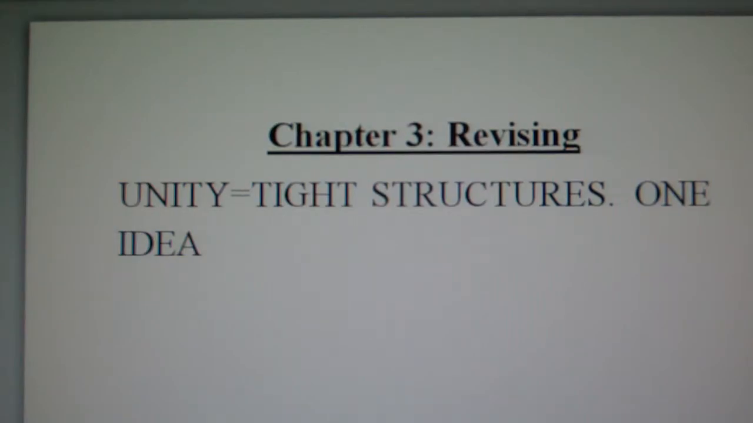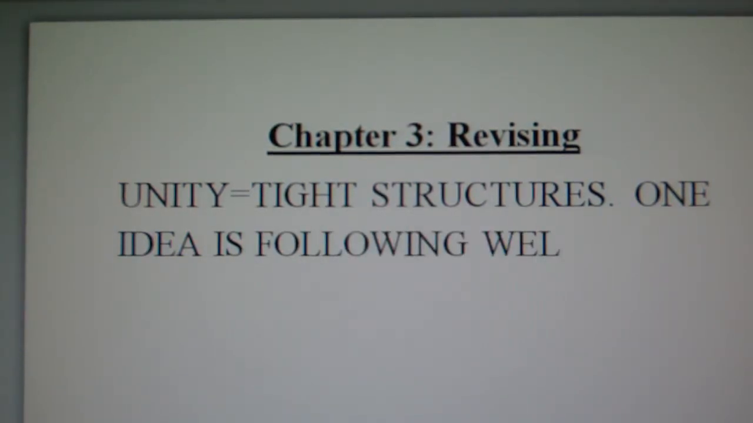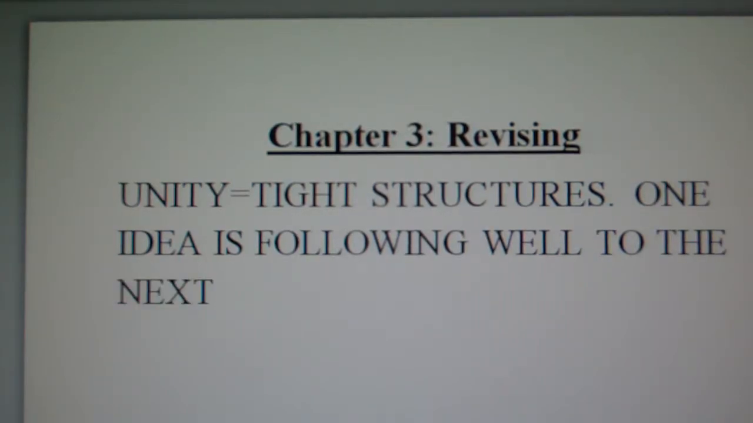One idea is flowing well to the next idea. So you don't want to have a sentence that, you've got a paragraph and you have a central idea. You just don't want to have a sentence that kind of jars the rhythm and the pattern of that paragraph.